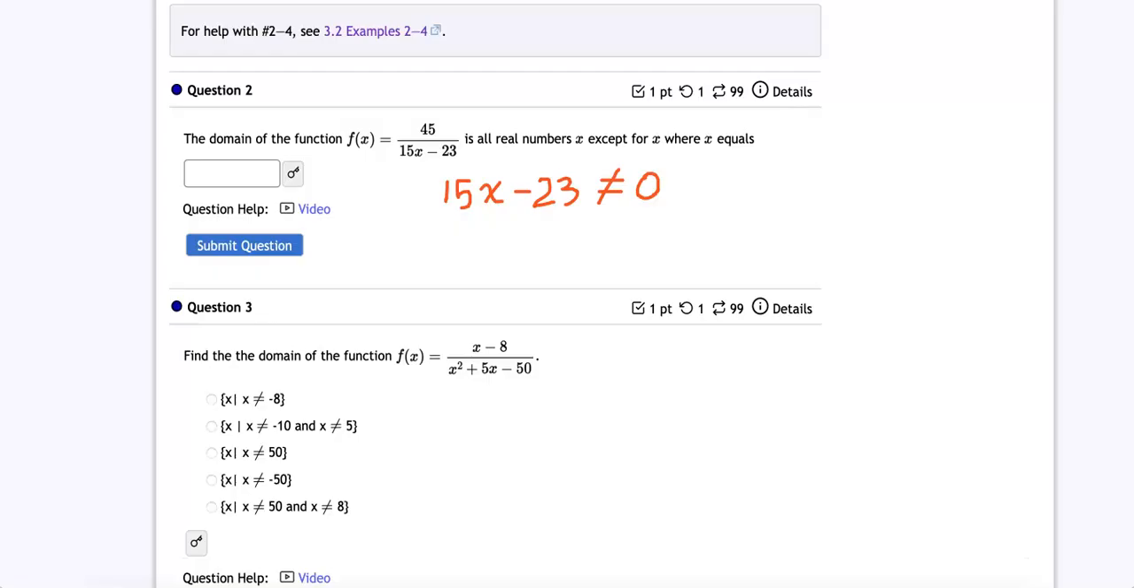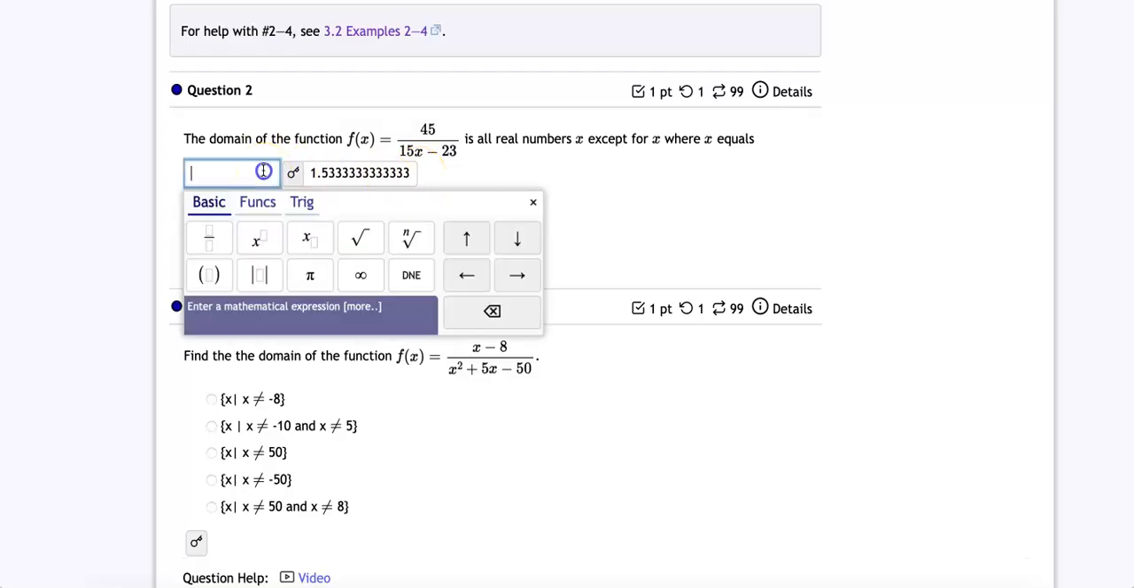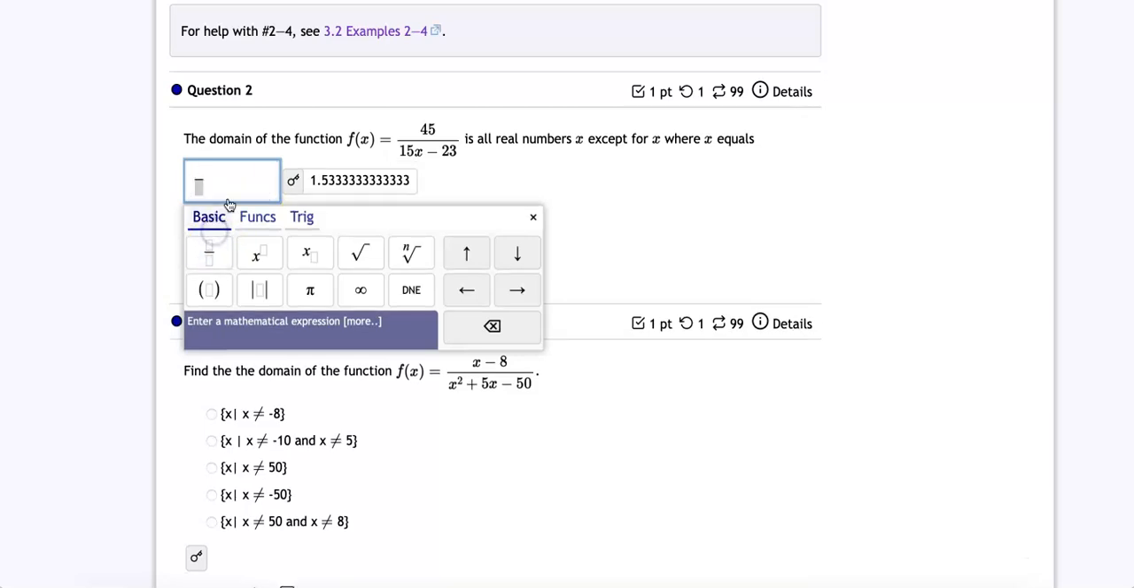So if we add 23 to both sides and divide by 15, we end up with x cannot equal 23 over 15. Now, what we have here is 1.5333. Do not enter a decimal, even if my open math shows a decimal. What you want to do instead is enter the exact value. And so in this case, we would say 23 over 15. This is saying that the domain is all real numbers except this one value.